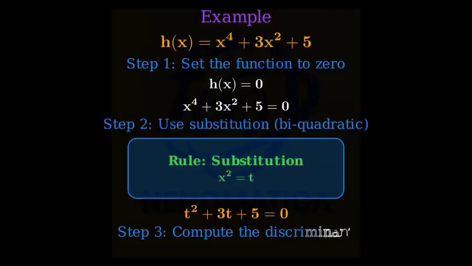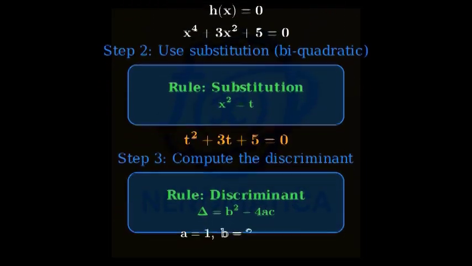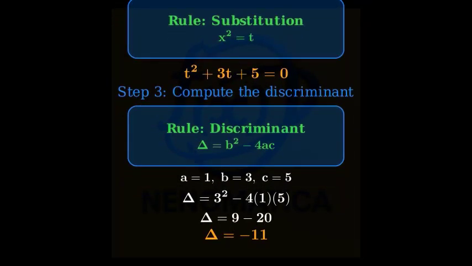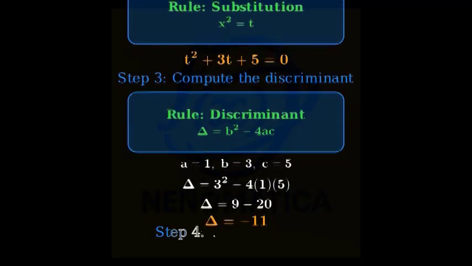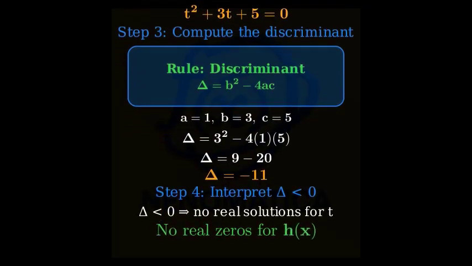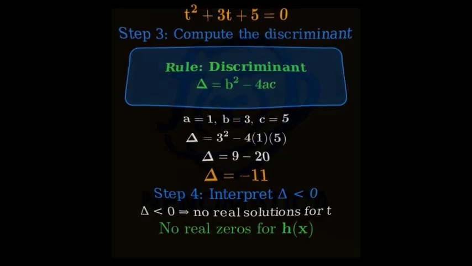Step 3. Calculate the discriminant. For a quadratic in t of the form a t squared plus bt plus c, the discriminant delta equals b squared minus 4ac. Here a equals 1, b equals 3, and c equals 5. So delta equals 3 squared minus 4 times 1 times 5, which is 9 minus 20, equal to negative 11. Step 4. Interpret the result. A negative discriminant means the quadratic in t has no real solutions. Since t equals x squared cannot be any of those non-real values, there are no real x that satisfy the original equation. Therefore, the function has no real zeros.